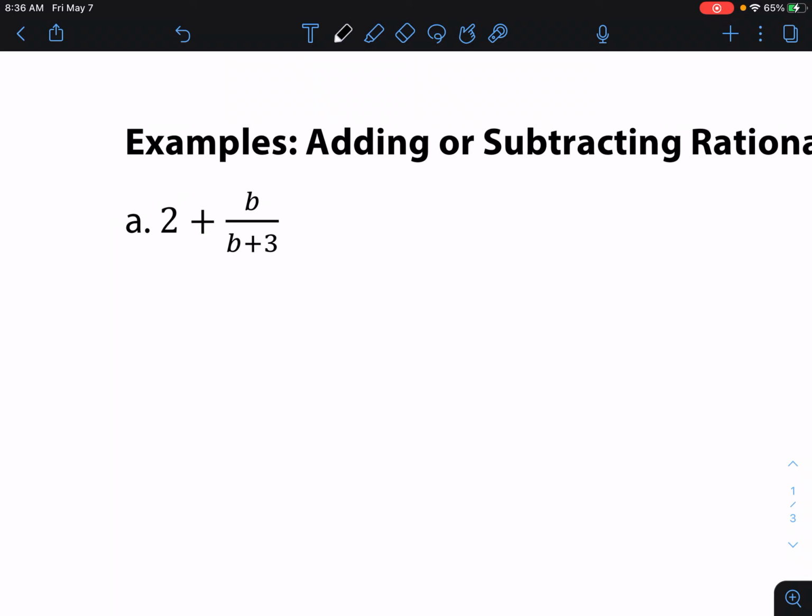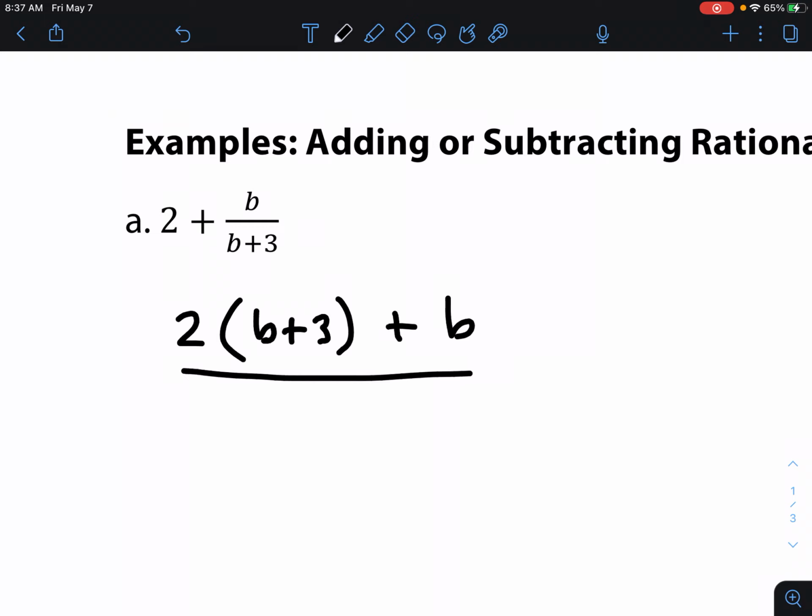So one thing you can maybe do is to say, hey, if I just have a whole number and I am going to add it to a fraction, I just need to multiply that whole number by the denominator of the other fraction. So I'm just going to say, hey, this is 2 times b plus 3 plus the b that's in the second fraction, and then it's all divided by b plus 3. Okay, so that's a quick way to think about it. It's like 7 times 5, 35, plus 3. And then we just put it all over the denominator.